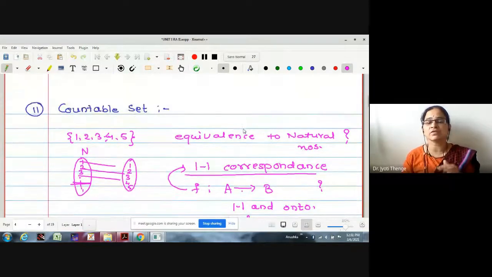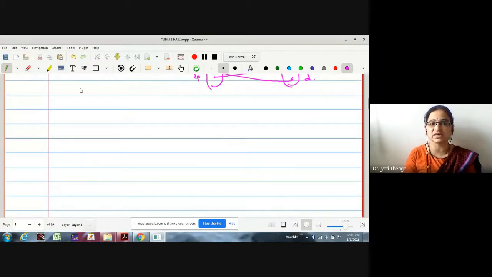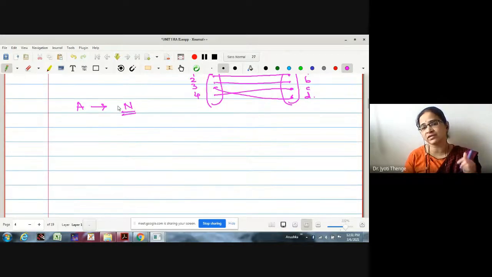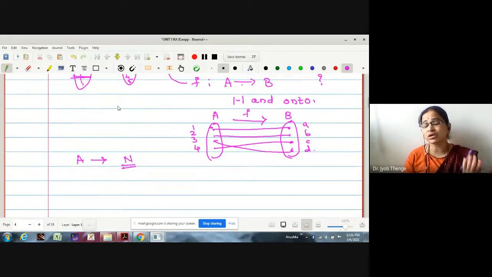Now, in case of countable sets, whatever set is given to us, we want to check whether the set is countable or not. Then we were checking its 1, 1 correspondence with the set of natural numbers. Why with natural numbers only? Can anyone tell me? Why not another set? Why not the set of real numbers? Why not the set of rational numbers? Why only the set of natural numbers?